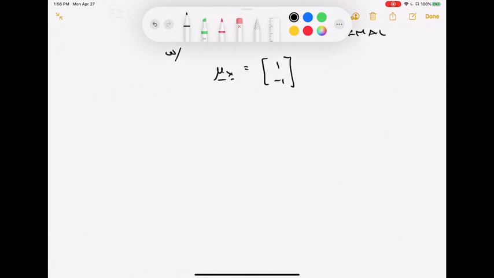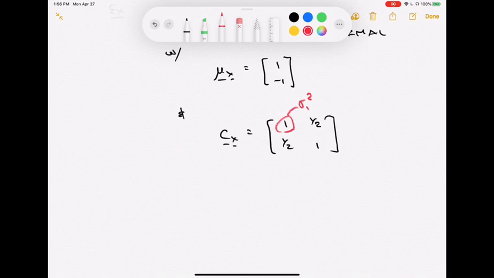We are going to have one with a mean of 1 and the other one's going to have a mean of minus 1. And we're going to go ahead and have a covariance matrix being equal to, let's let it be 1, 1/2, 1/2, and 1. What does this tell me? If I remember right, this first element, that's sigma 1 squared, the variance of my first element in that vector x.